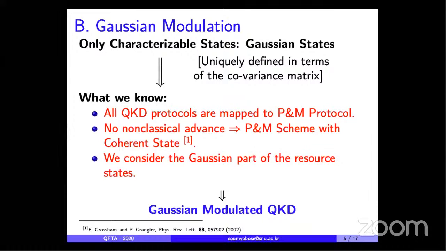If you are considering a highly non-Gaussian state, that's fine. But for the practical key extraction process, we consider only the Gaussian part. What do you mean by that? When you make some measurement, you will get some data set. You consider only the Gaussian part of this data set. That's why it is called Gaussian modulated quantum key distribution.